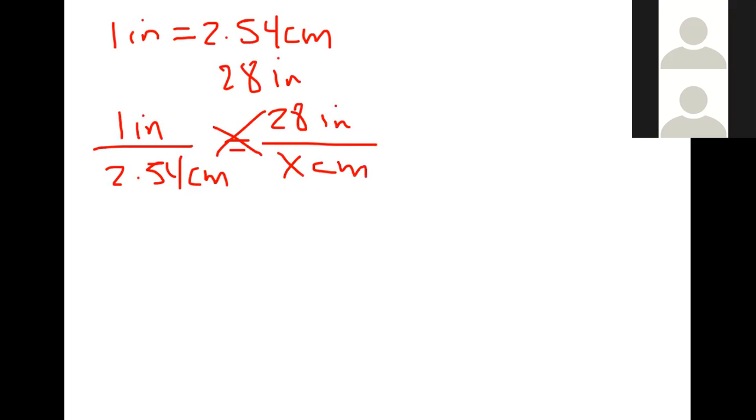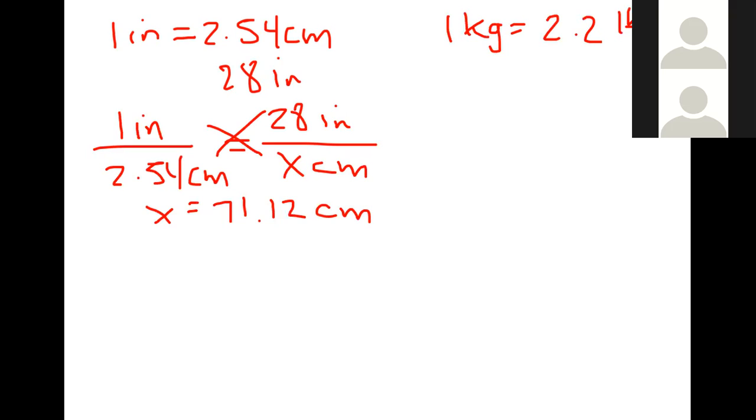So now 28 times 2.54 is equal to 71.12 centimeters. And now convert our pounds to kilograms. So we know that 1 kilogram is equal to 2.2 pounds. And we have the patient weigh 20 pounds.